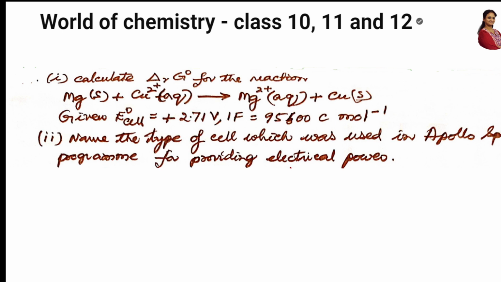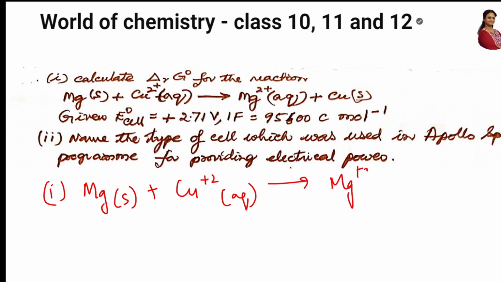Let us see the next question. They've given me one question here. Calculate delta r G naught for the reaction. Given me E naught cell value and 1 Faraday value. Simple. What is the reaction? They have given me magnesium, so copy the reaction as it is: magnesium plus copper sulfate in aqueous condition gives magnesium plus 2 ions and copper solid. What should I calculate? I have to calculate delta G naught.